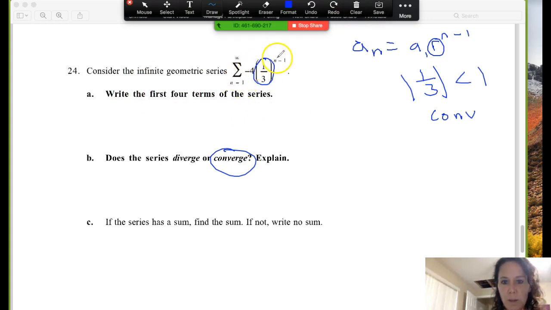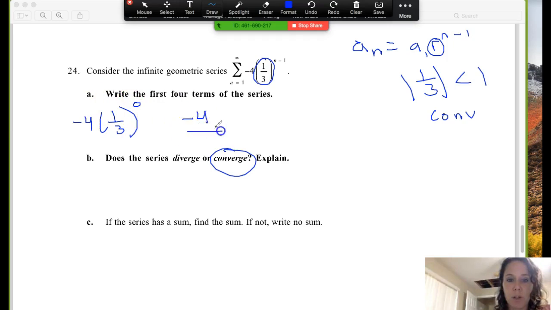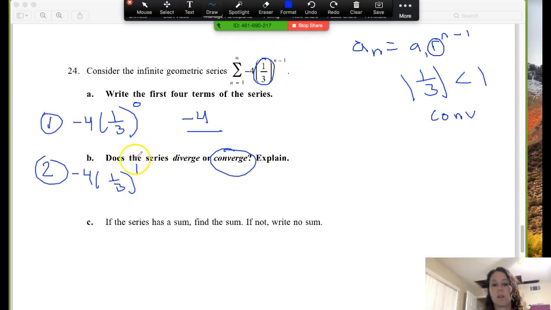Okay, plug in 1 for n. I'm going to go -4 times 1/3 to the 1 minus 1 power, which makes that 0. Anything to the 0 power is 1. 1 times -4 is -4. So there's my first term. Okay, that's plugging in 1. Now plug in 2. I'm going to go -4 times 1/3 to the 2 minus 1, which is 1. Well, 1/3 to the first power is 1/3 times -4. That's -4/3. Here's my second term.